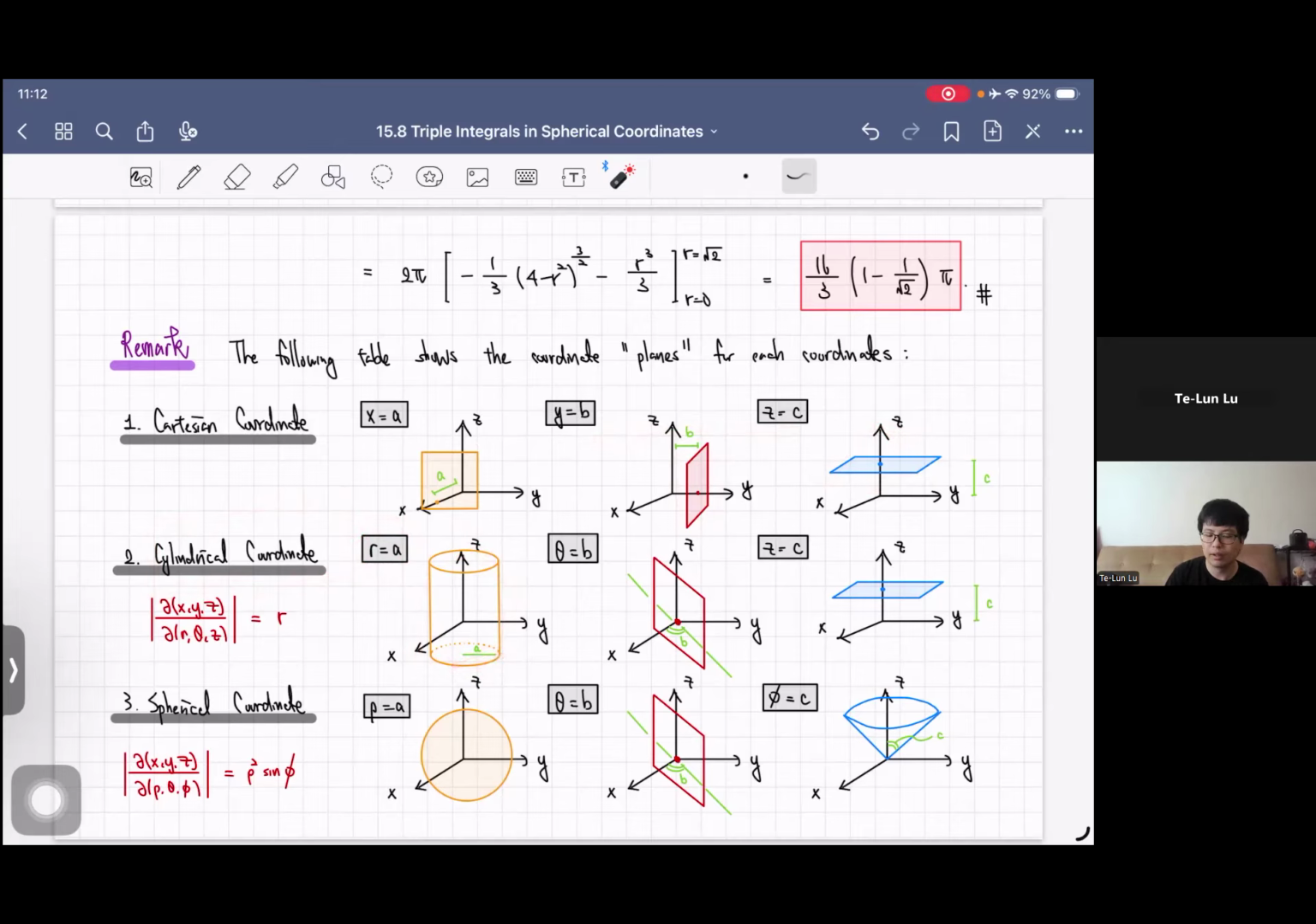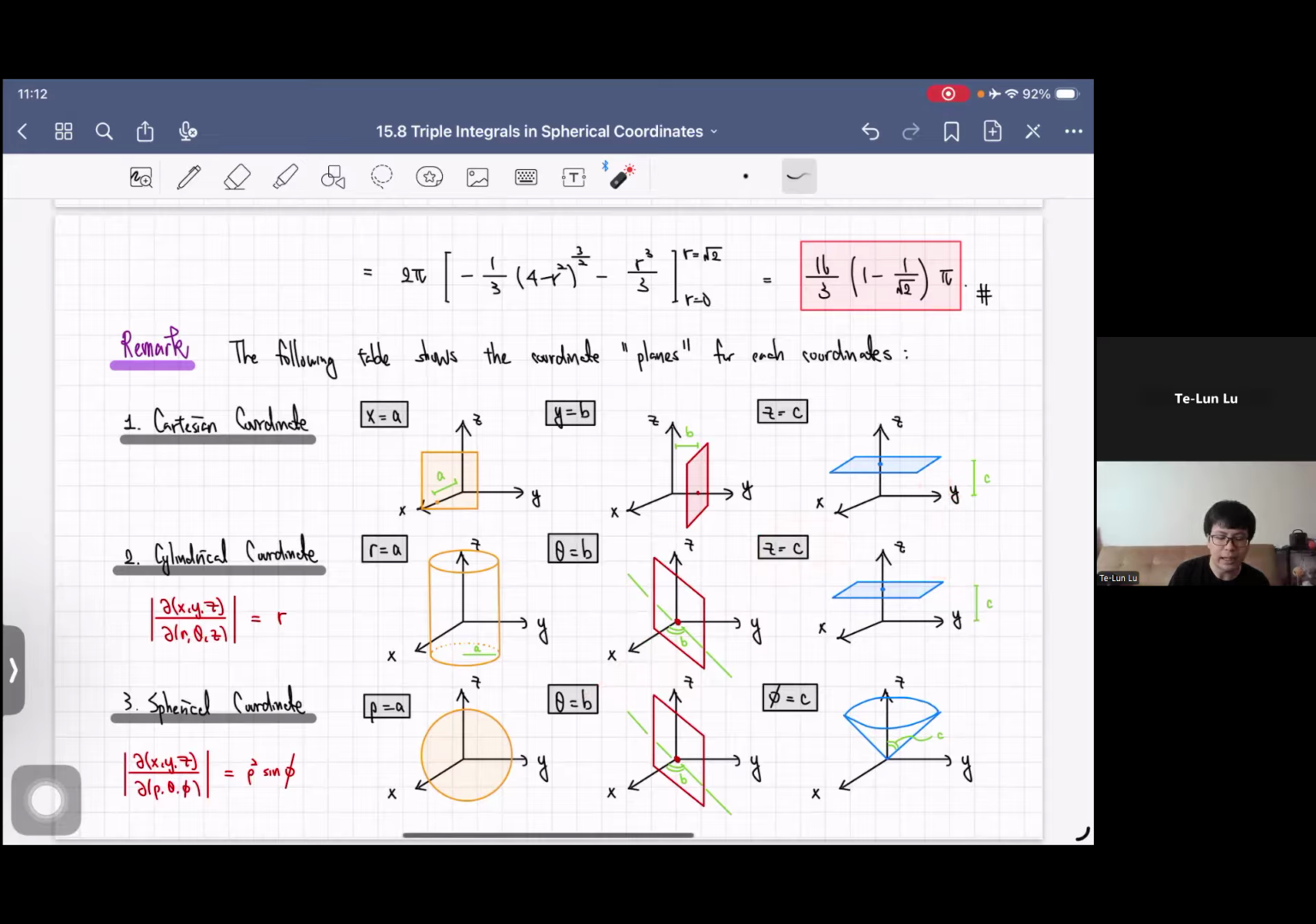A is here. And theta equals b means that x and y share the same polar angle, right? So it is basically a plane which cuts the angle b towards the x-axis, a slanted plane. And z equals a constant is the same thing. So this is exactly the same thing.